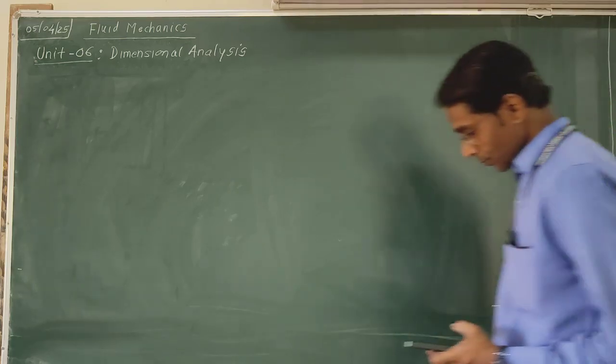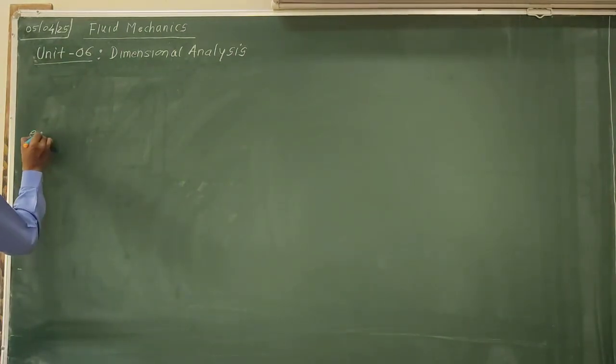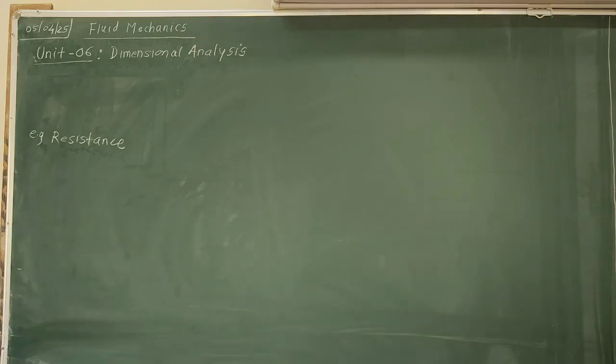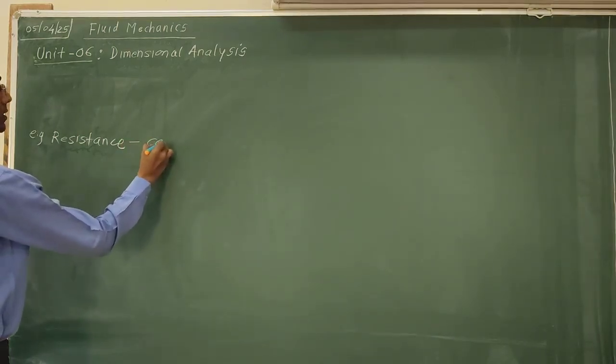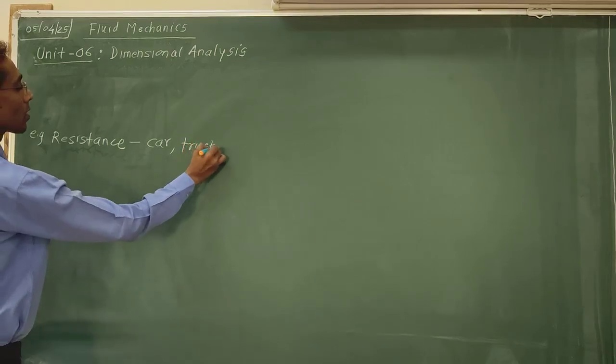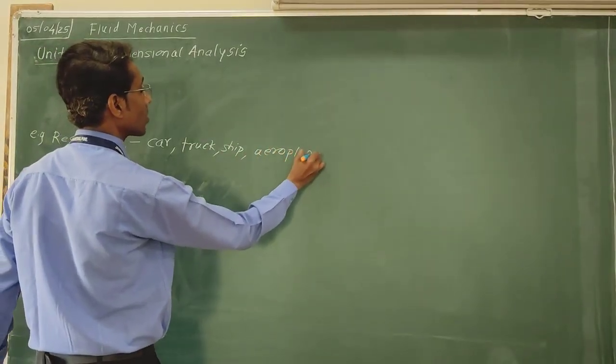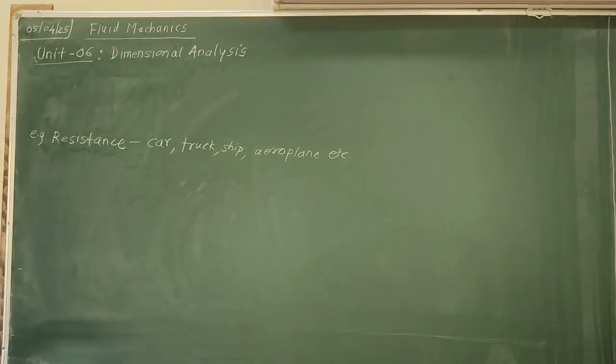For example, resistance experienced by car, truck, ship, aeroplane, etc. is a function of various parameters.